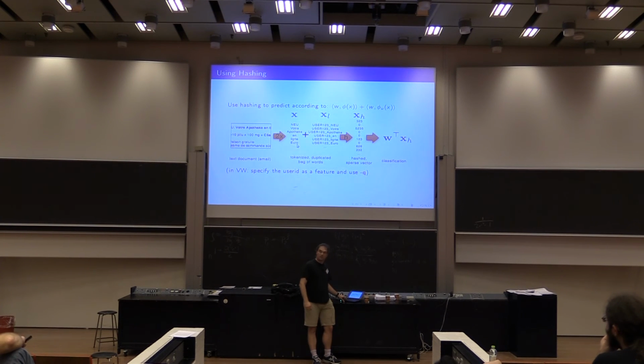You have the original features. You have the features with the user ID appended. You compute a hash for both, and then you just take the dot product. Right?